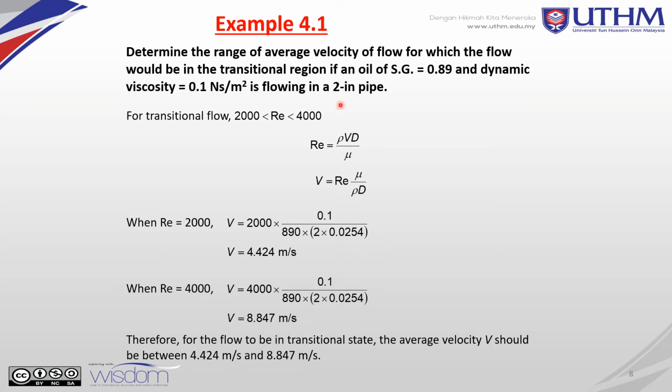You must convert the 2-inch pipe to meters. Convert the inch to meter. Therefore, for the flow to be in the transitional state, the average velocity V should be between 4.424 meter per second and 8.847 meter per second.